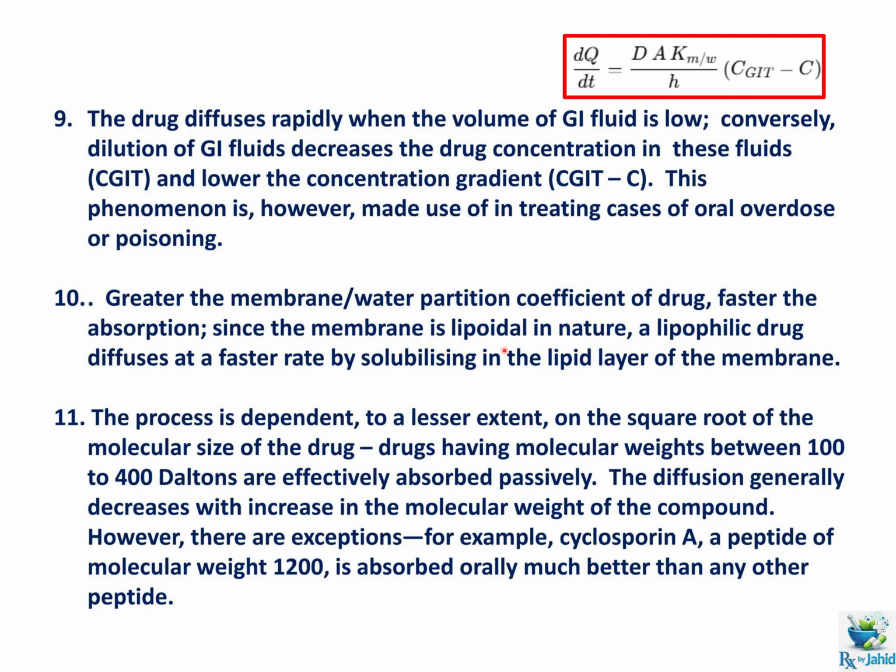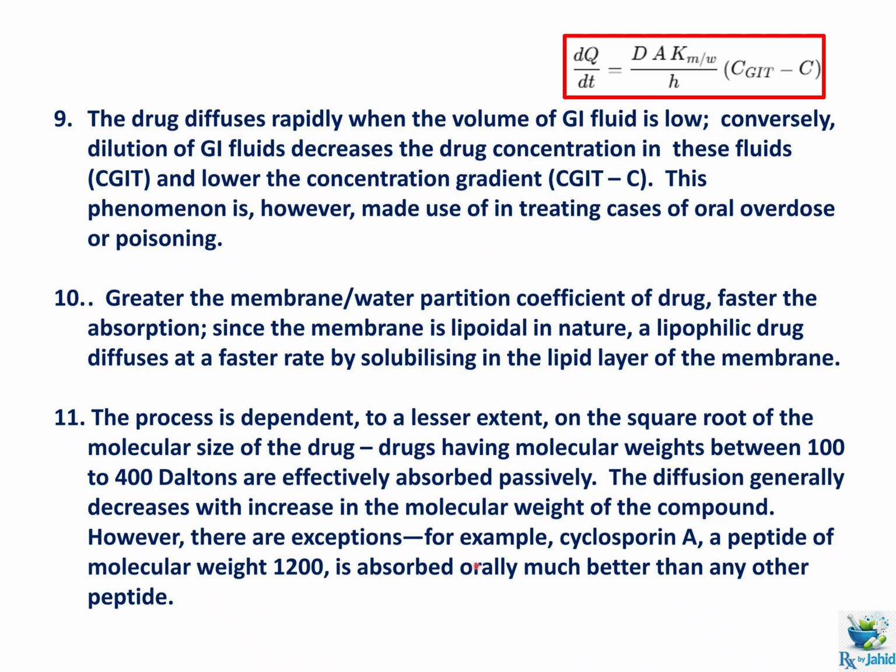Since the membrane is lipoidal in nature, a lipophilic drug diffuses at a faster rate by solubilizing in the lipid layer of the membrane. The process is dependent to a lesser extent on the square root of the molecular size of the drug. Drugs having molecular weight between 100 to 400 Dalton are effectively absorbed passively. The diffusion generally decreases with the increase in the molecular weight of the compound.